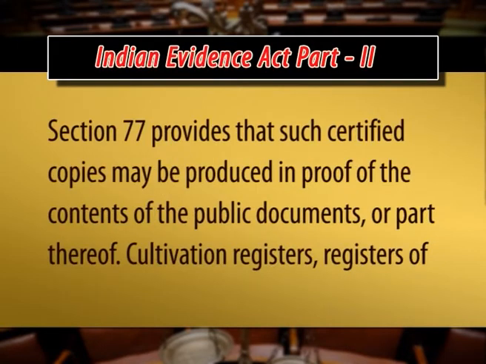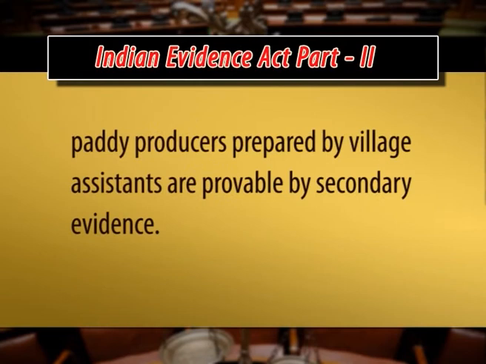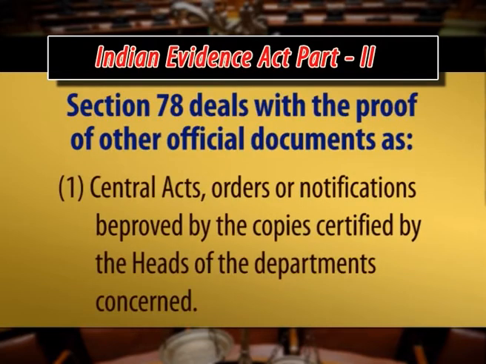Section 77 provides that such certified copies may be produced in proof of the contents of the public documents or part thereof. Cultivation registers, registers of paddy producers prepared by village assistants are provable by secondary evidence. Section 78 deals with the proof of other official documents. Number 1, central acts, orders or notifications can be proved by the copies certified by the heads of departments concerned.